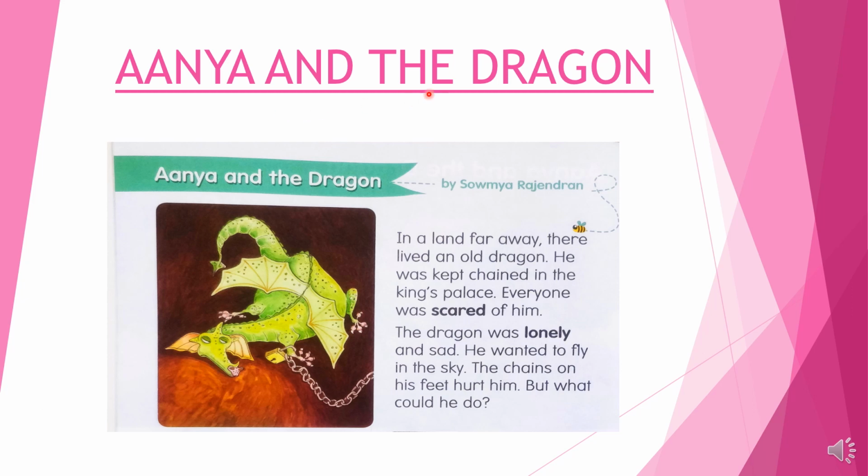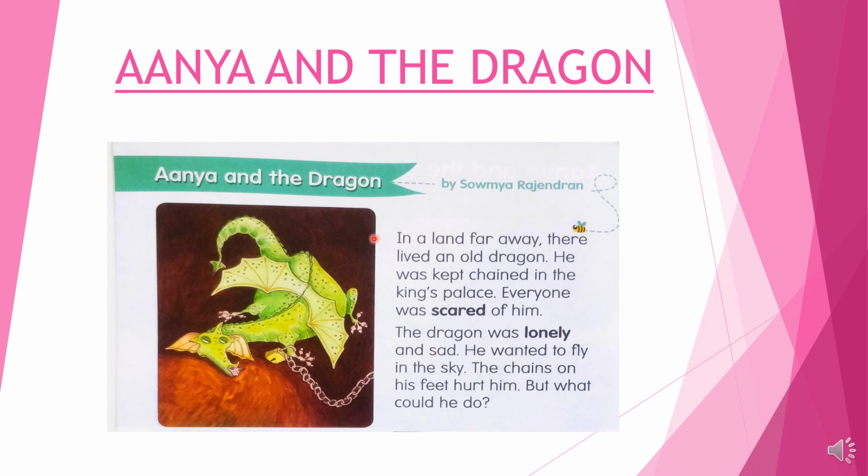Anya and the Dragon. In a land far away, there lived an old dragon. He was kept chained in the king's palace. Everyone was scared of him. The dragon was lonely and sad. He wanted to fly in the sky. The chains on his feet hurt him, but what could he do?